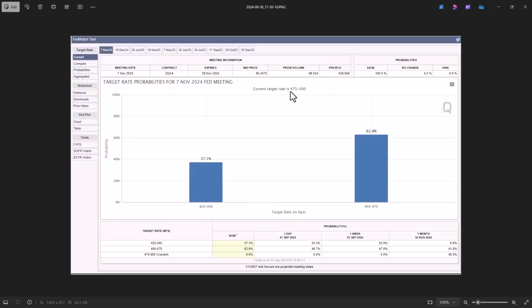So the current target rate is now 475 to 500. This is our current rate. This is November 7th, CME FedWatch tool. This is free. Anybody can go there. There's a 100% probability that they are going to cut rates. And then you can see right here, there is zero chance they are not going to cut rates. There is now a 62.9% chance that you are getting one rate cut, and it was 46 before he spoke.